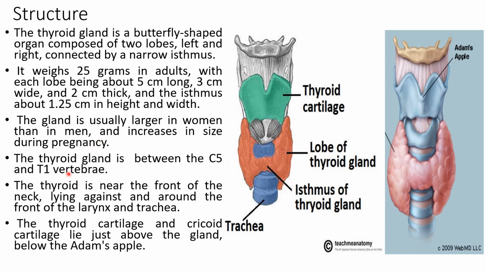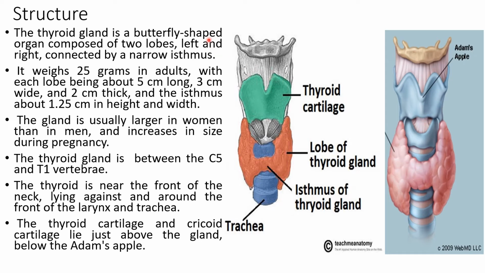It is situated between C5 to T1 vertebrae. It lies against and around the larynx and trachea. The thyroid and the cricoid cartilage lie just above the gland, below the Adam's apple. This is the Adam's apple or thyroid cartilage. Here you can see Adam's apple and thyroid cartilage. This is the cricoid cartilage. So both of these cartilages lie above the thyroid gland.